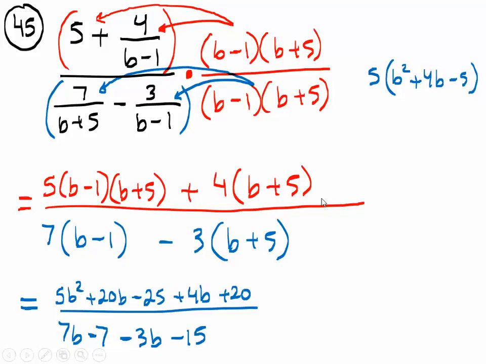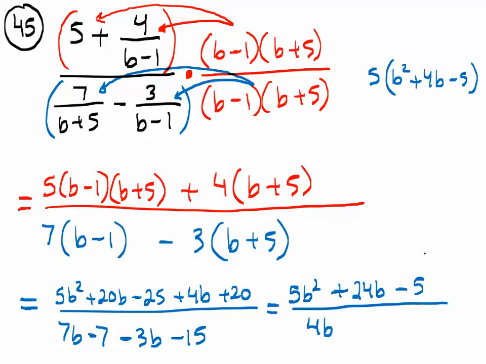Yeah, right there. All right, so let's put everything together that we know. So 5b squared on top. How about a plus 24b? How about a minus 5? On the bottom, I have, let's see, 7b plus minus 3b makes 4b. And negative 7 minus 15 is minus 22. So again, still pluses and minuses, keeping things together.